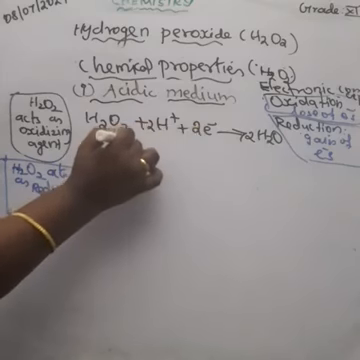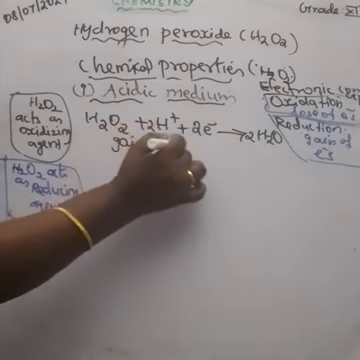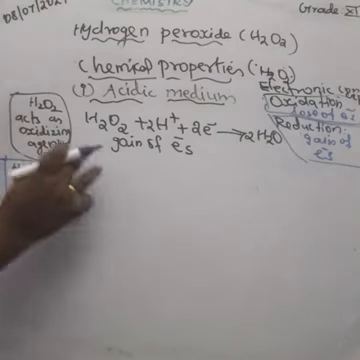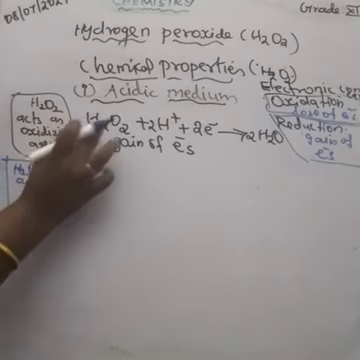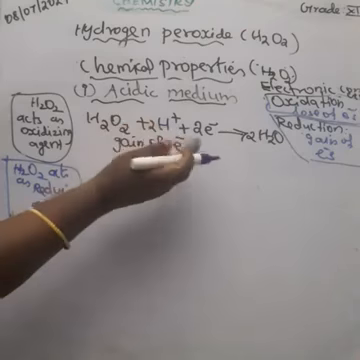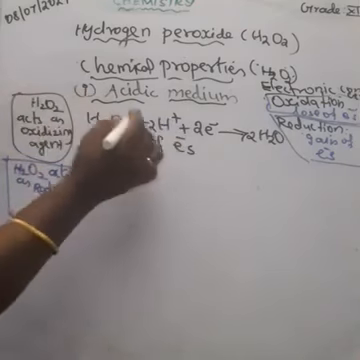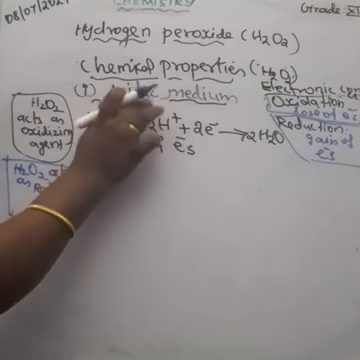Gain of electron takes place here. Two hydrogen atoms gain two electrons. It adds two electrons to reduce to the water molecule. So for hydrogen peroxide to be reduced to the water molecule, hydrogen should be added here. These two hydrogen ions can gain electrons. Gaining of electrons takes place in this reaction.